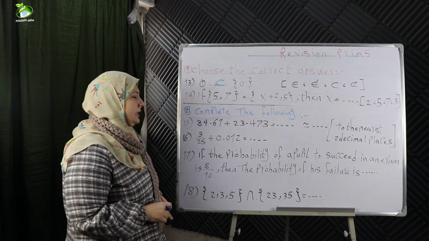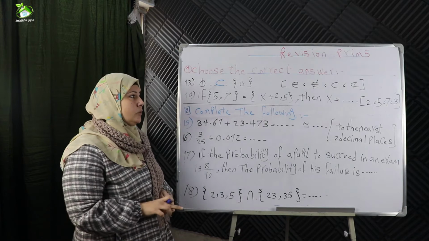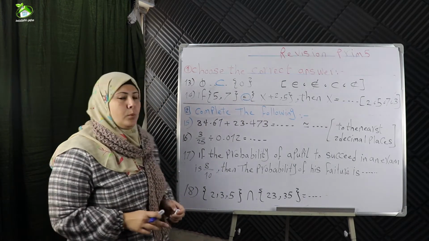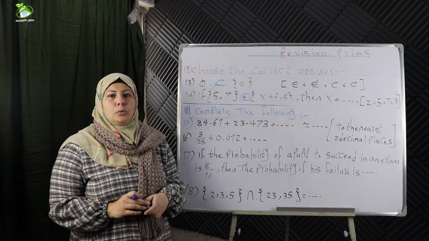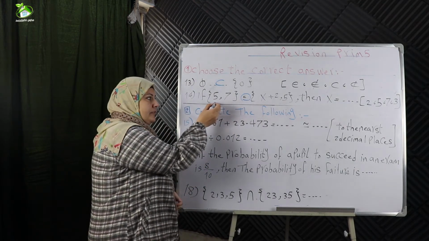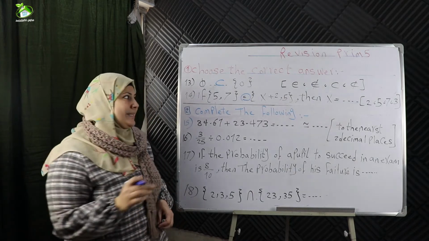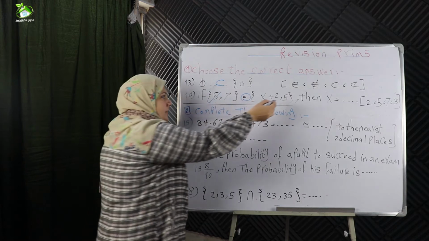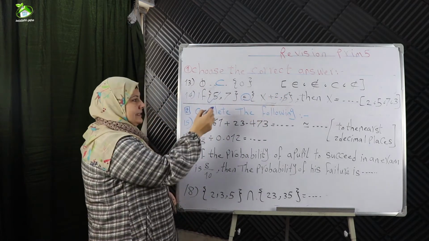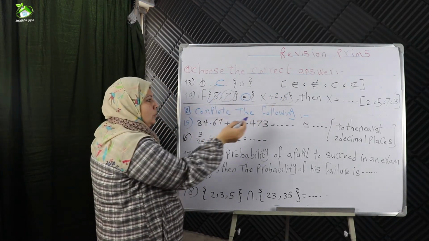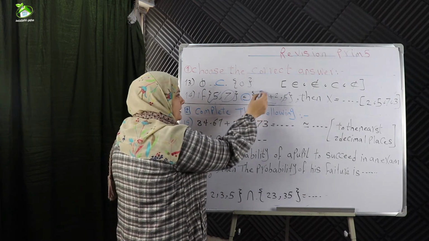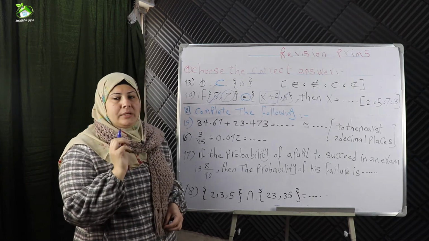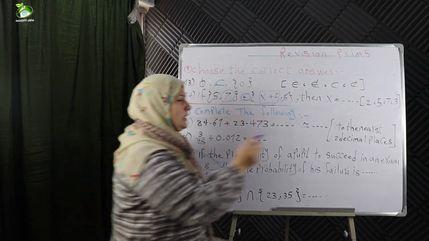Number 14, if the set of 5 and 7 equals the set of x plus 2 and 5. Equality of two sets means that all elements belonging to the first set also exist in the second set. Here is 5 and here is 5. So the second element 7 equals x plus 2. X plus 2 equals 7. 5 plus 2 equals 7. So x equals 5.